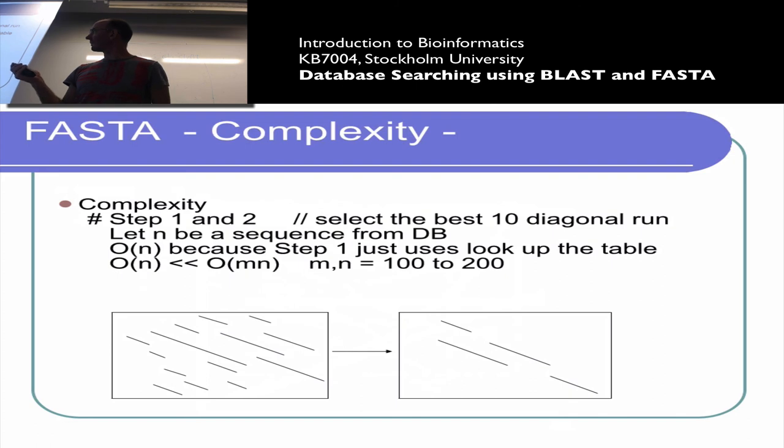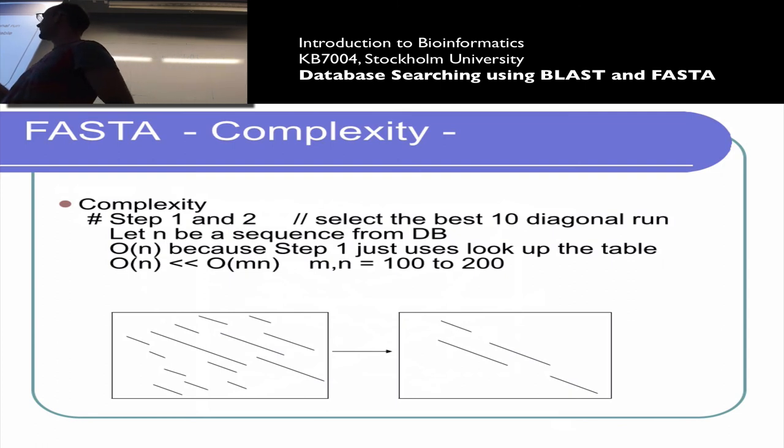If n is 100 or 200 that is okay, but for a database it can be 10 million. So it basically takes 100 calculations instead of 1 billion, once you have it pre-calculated.